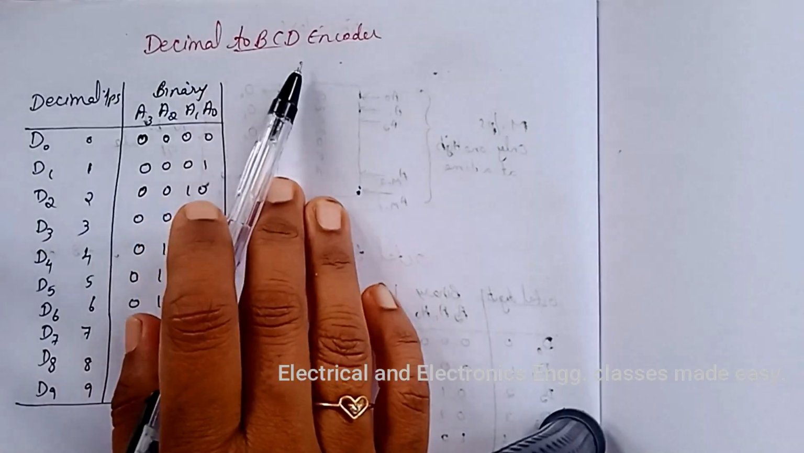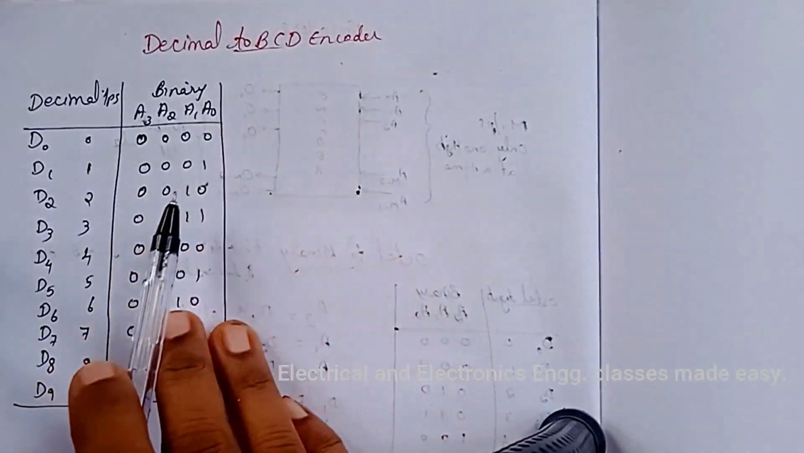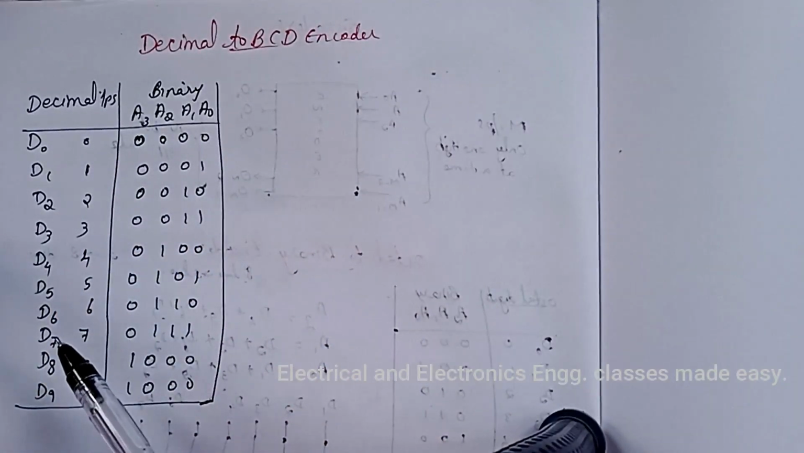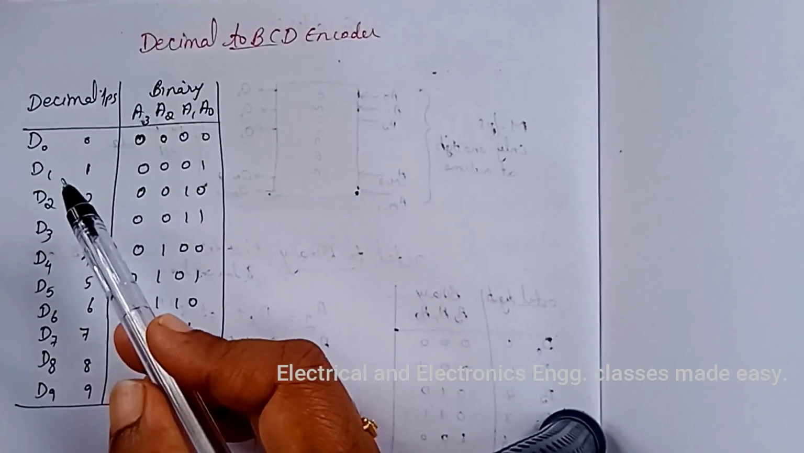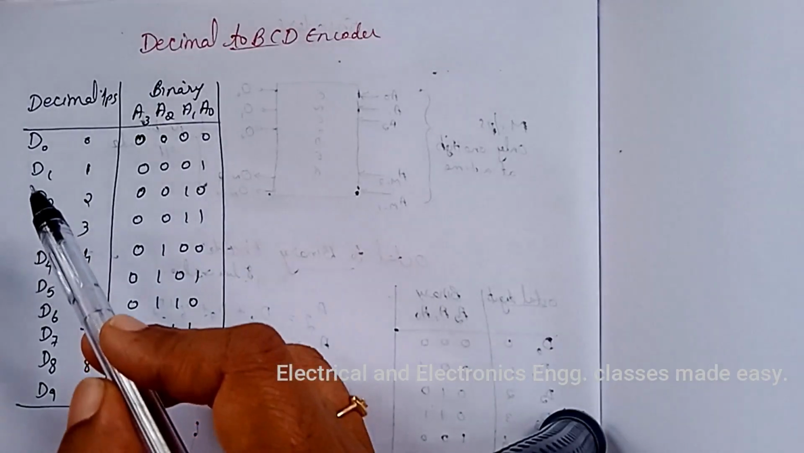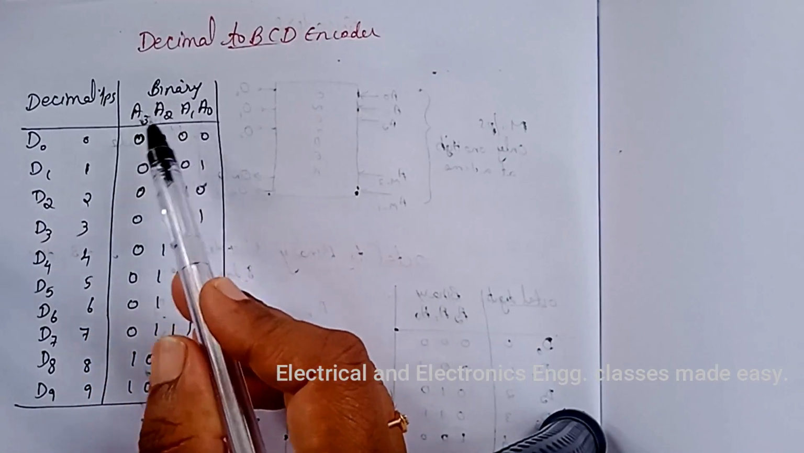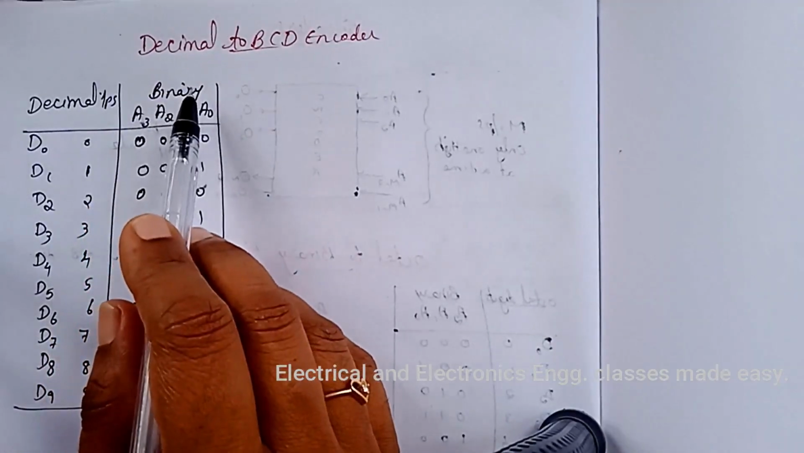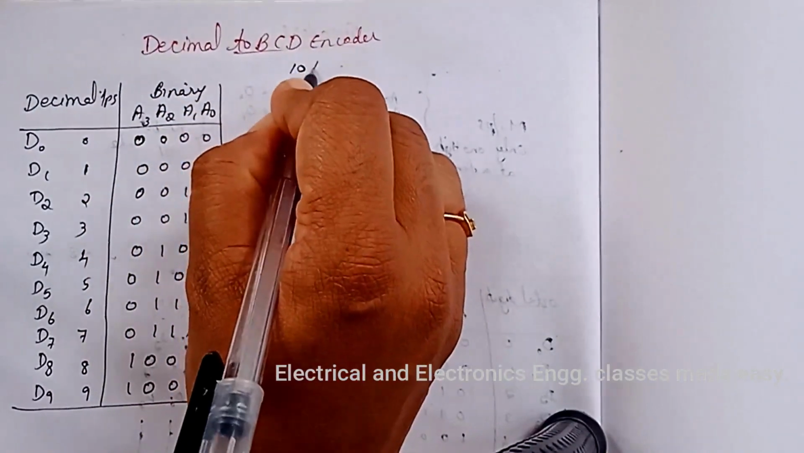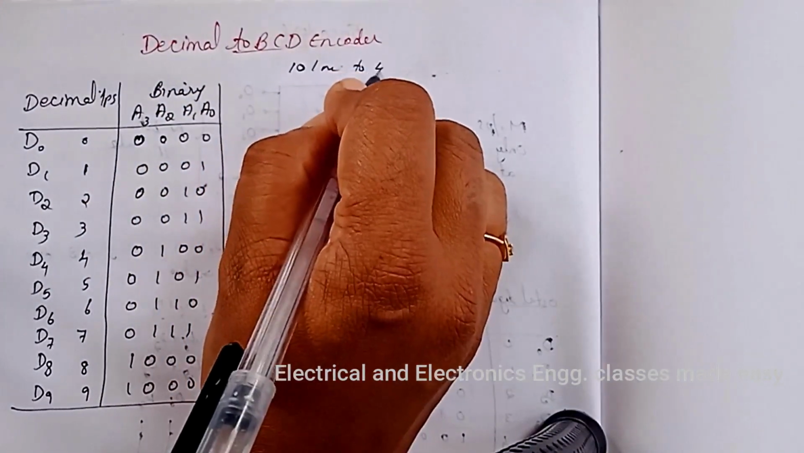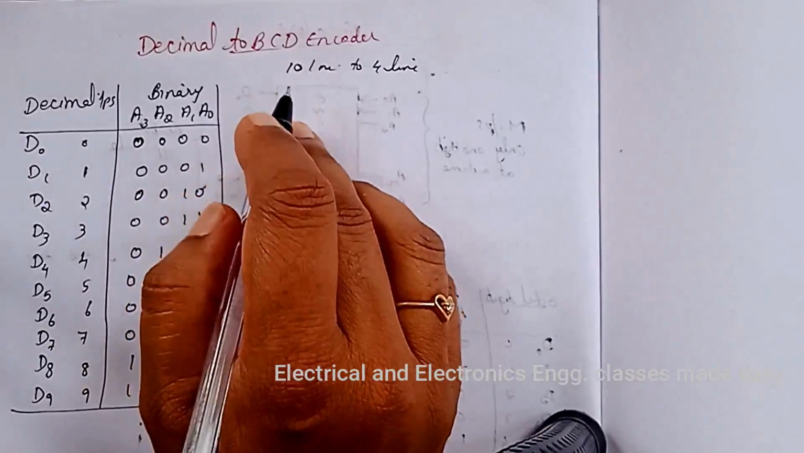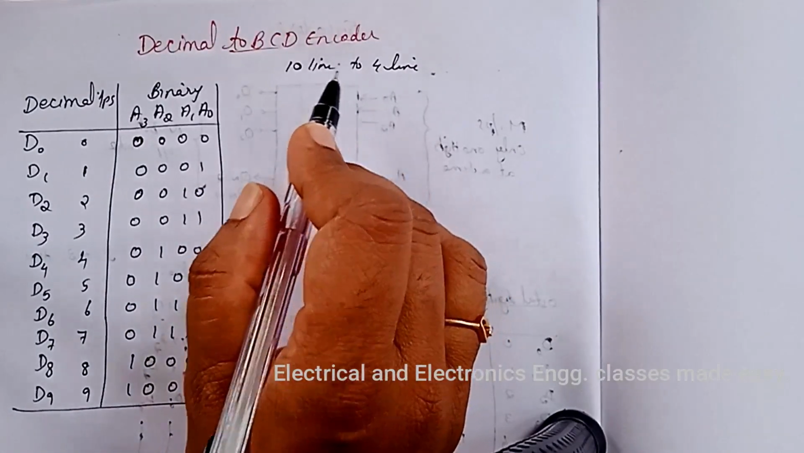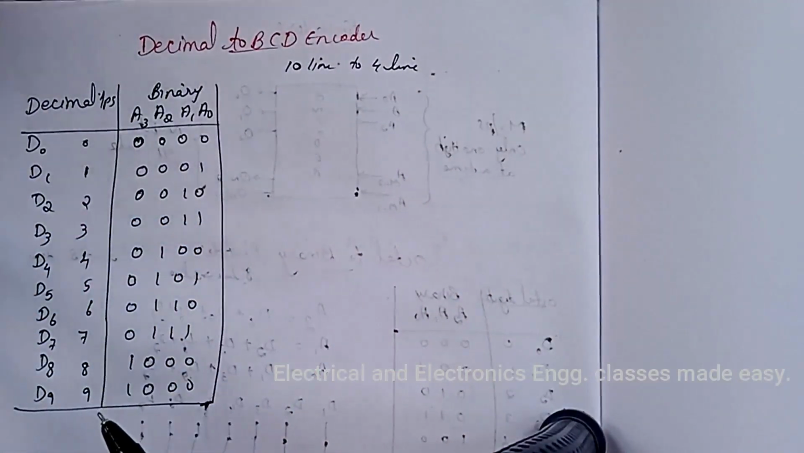Next is decimal to BCD encoder. This type of encoder has 10 inputs, one for each decimal digit, and 4 outputs corresponding to the BCD code. And this is a basic 10 line to 4 line encoder, and this is the truth table.